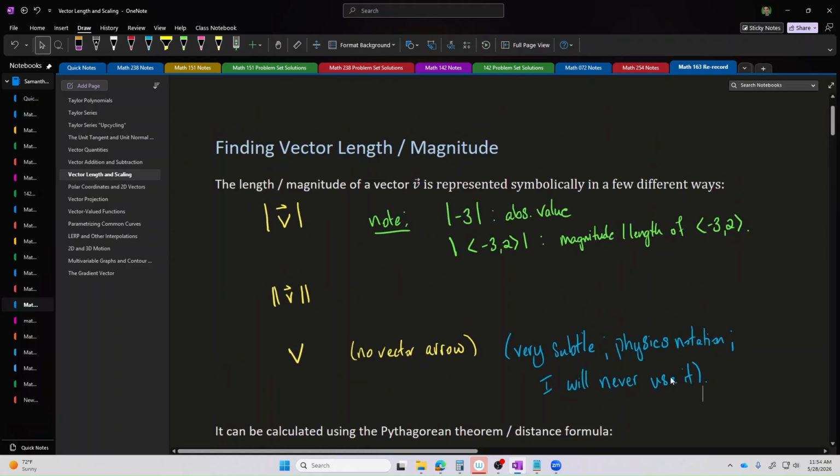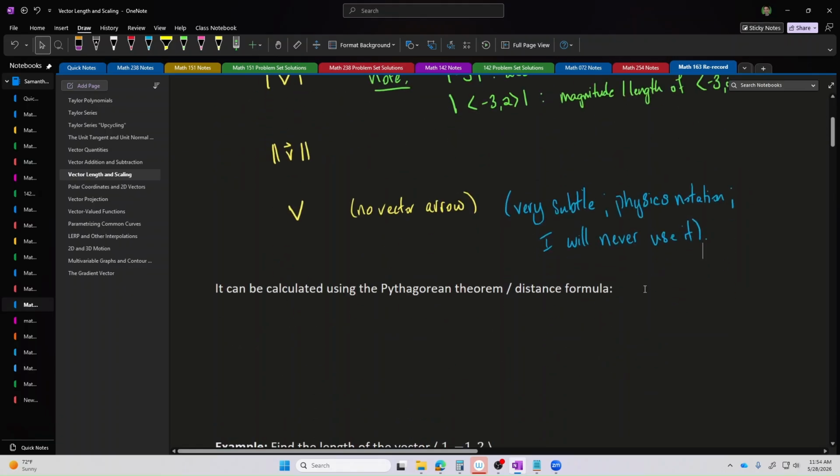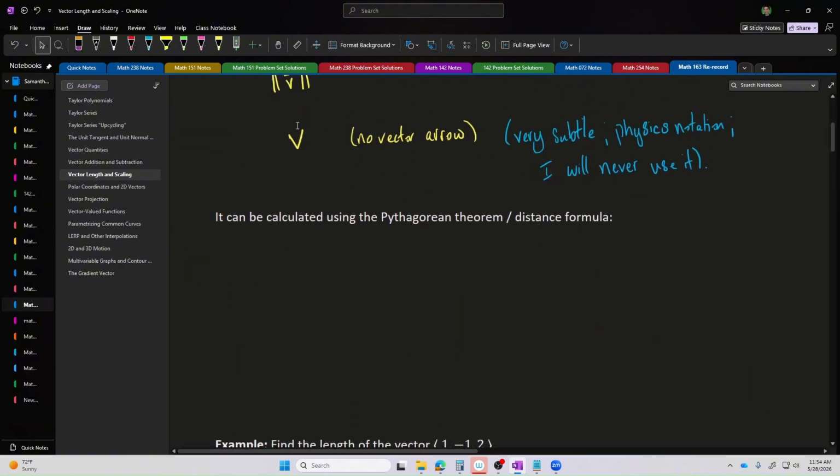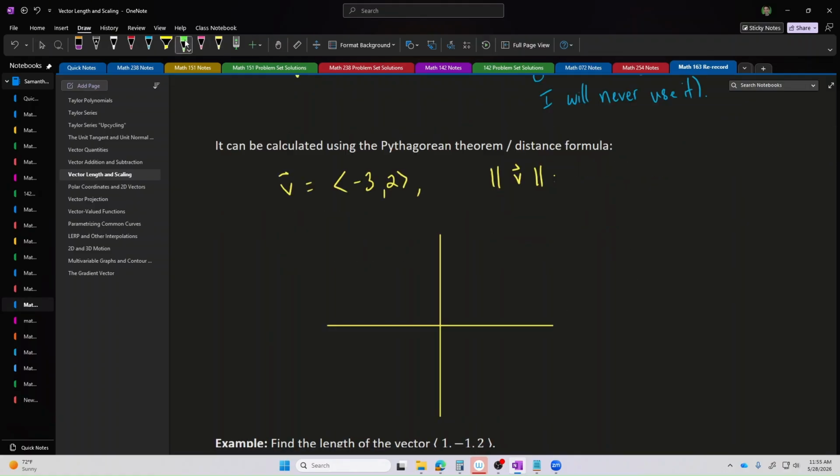Now, if you're going to calculate the magnitude of a vector from its components, you can do that just using the Pythagorean theorem, or the distance formula. So for example, if someone gave me the vector v equal to [-3, 2], and they wanted me to find the magnitude of the vector v, I think about what it looks like drawn in two-dimensional space. This vector v will extend 3 units in the negative x direction, and it'll extend 2 units in the positive y direction.